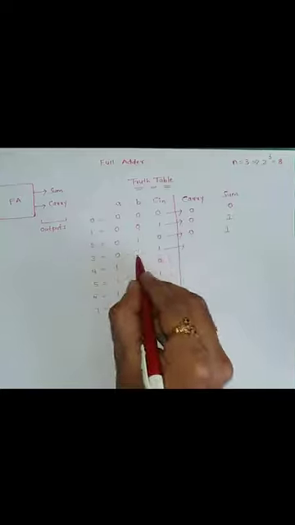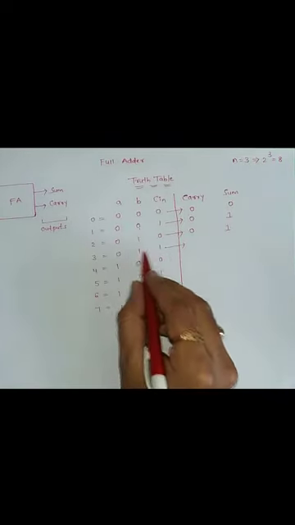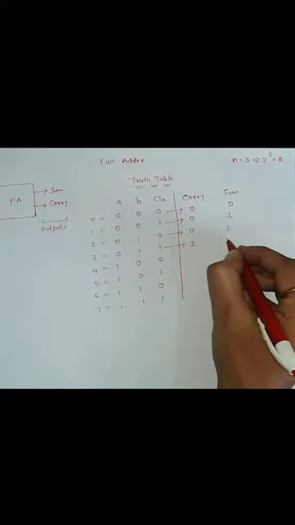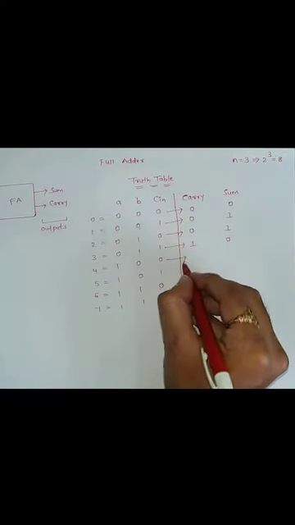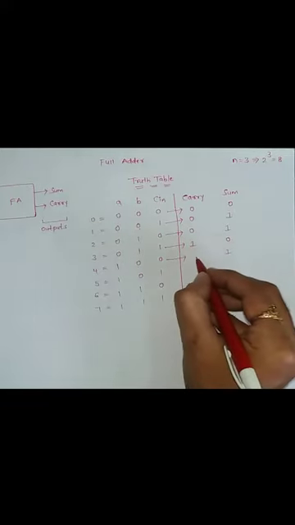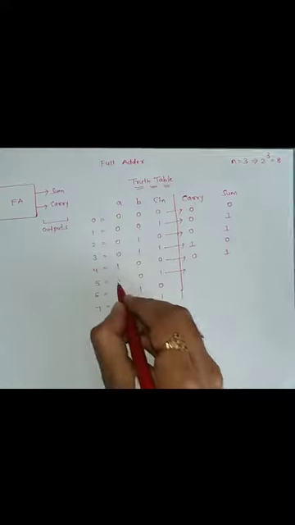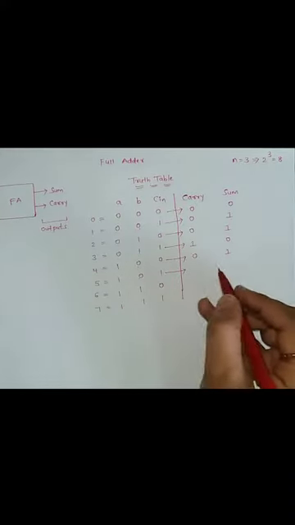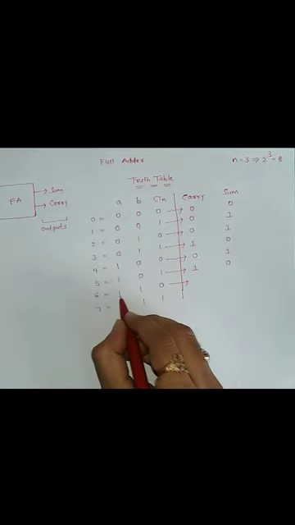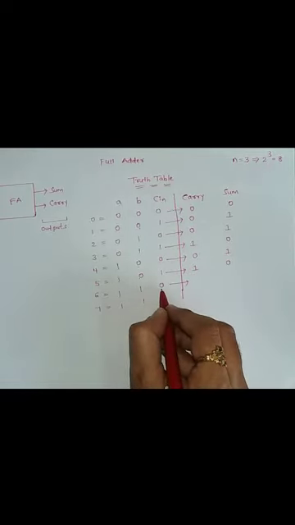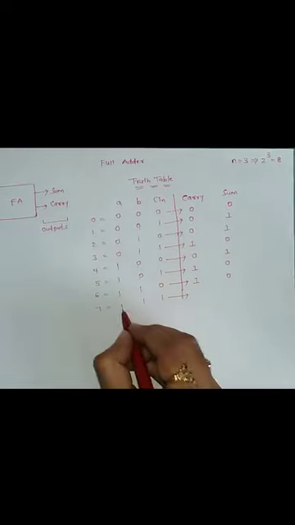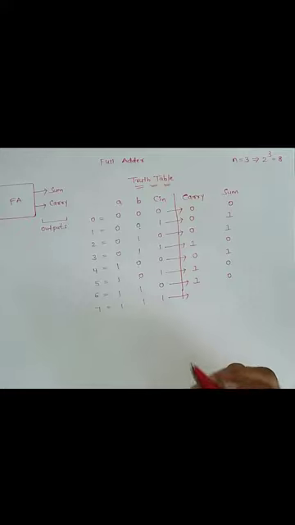Next, 0 plus 1 is 1, 1 plus 1 is 2. So 2 can be written as 1, 0, which is carry 1 and sum 0. Next, 1 plus 0 is 1, 1 plus 0 will be 1. So sum is 1, carry 0. Next, 1 plus 0 is 1, 1 plus 1 will be 2, which is carry 1 and sum 0. Here also 1 plus 1 is 2, 2 plus 0 is 2 only. So 2 equivalent will be 1, 0. Next, 1 plus 1 plus 1 is 3. 3 can be written as 1, 1.